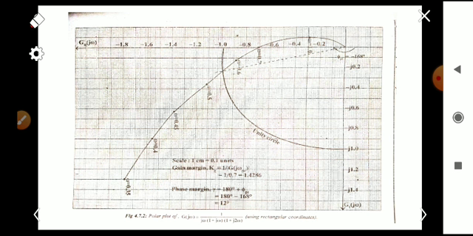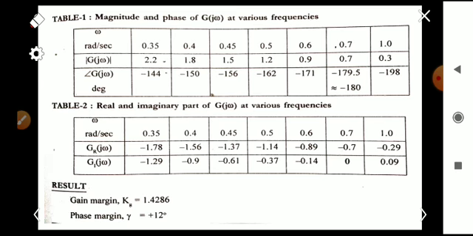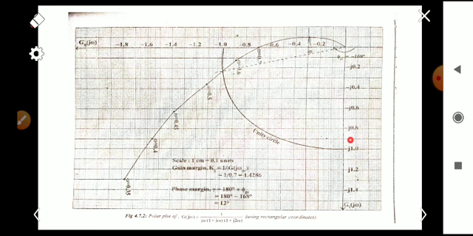Okay, so here this is the real axis and this is the imaginary axis. Based on the table values, we are taking the scales here and plotting the points. Each and every point we will plot, and after that, by freehand, just draw the polar plot. The polar plot should end at 0 in the second quadrant. So this is the polar plot we will obtain.